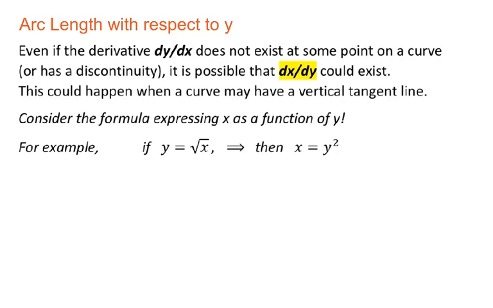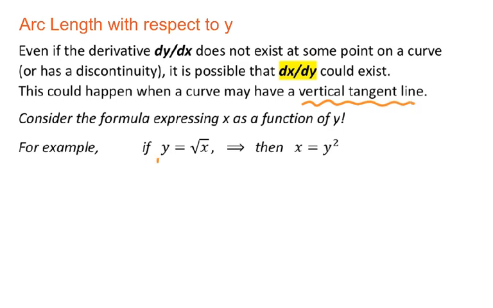Welcome back. In the previous video, we discussed arc length with respect to x, integrating with respect to the x variable. But we can't do that if the function is not continuous at some point on the curve, if there's a discontinuity or it's not differentiable. It is possible, however, that instead of dealing with the derivative of y with respect to x, if we look at the derivative of x with respect to y, that one could exist, that could work. Sometimes this happens, and this is important, when we have a vertical tangent line.